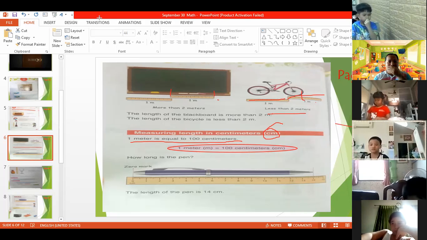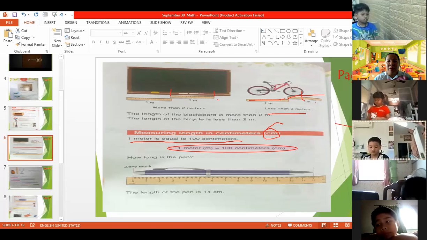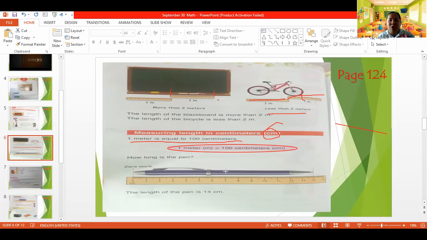Good job. So remember: 1 meter is equivalent to 100 centimeters. For example, get your ruler. Can I see where is your ruler? Bring out your ruler. Can you show it to me?